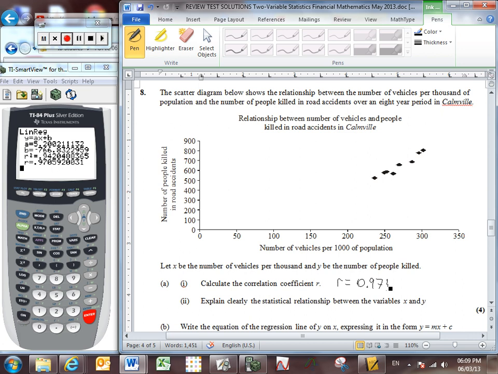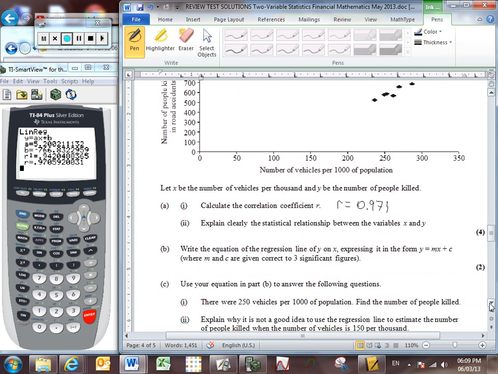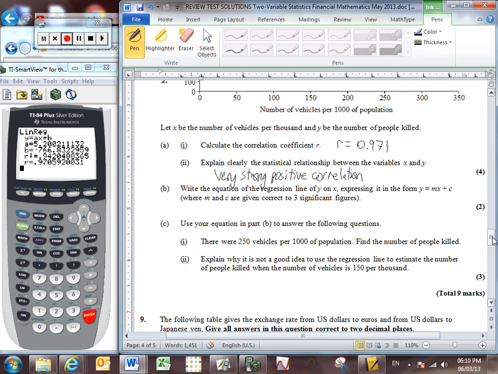Explain clearly the statistical relationship between the variables x and y. So this is a case of very strong positive correlation. And that means then that as the number of cars per 1,000 of population increases, as will the number of people killed in road accidents. And that's a fairly reliable correlation due to the strength of the correlation coefficient.